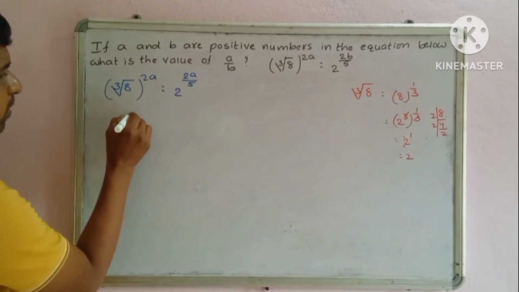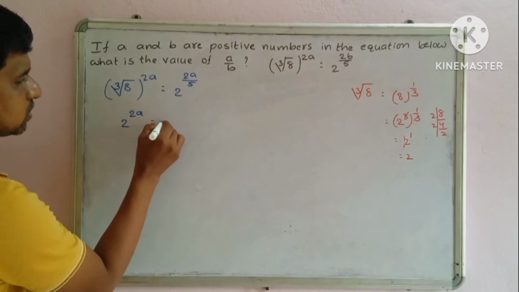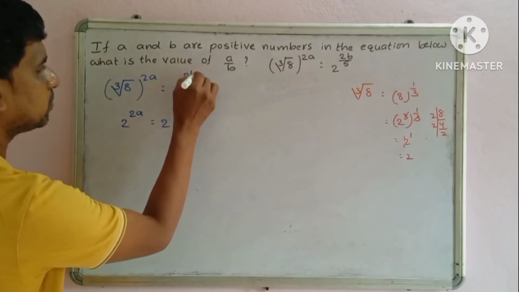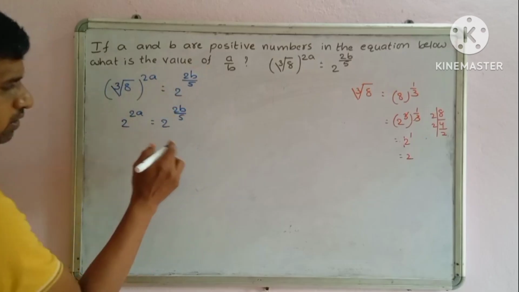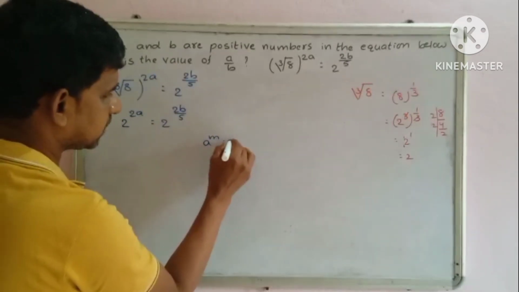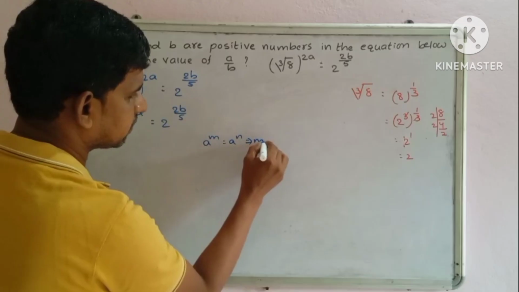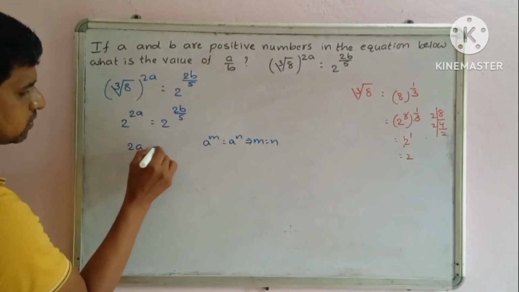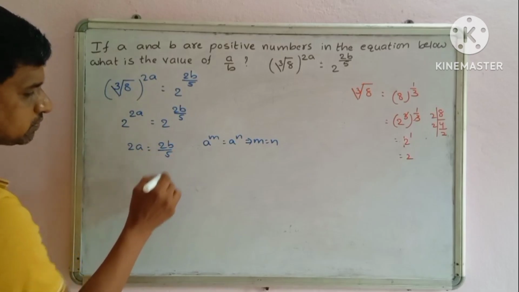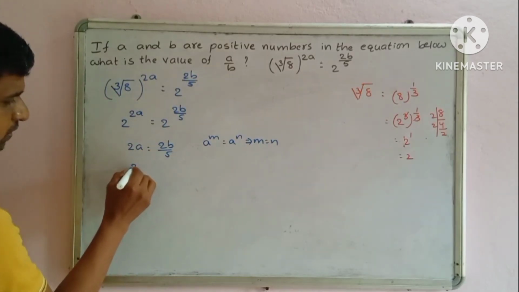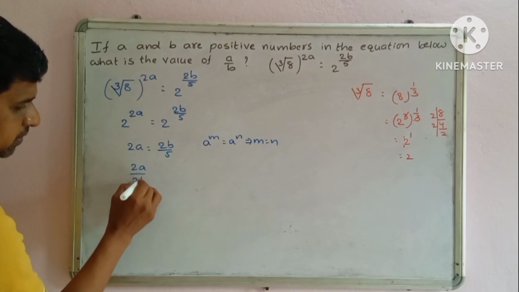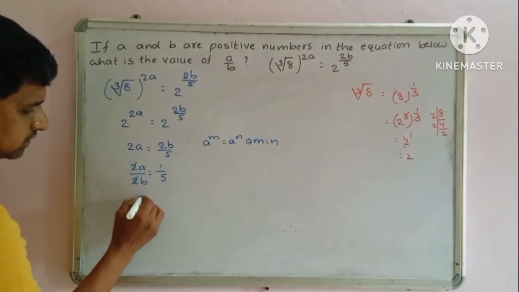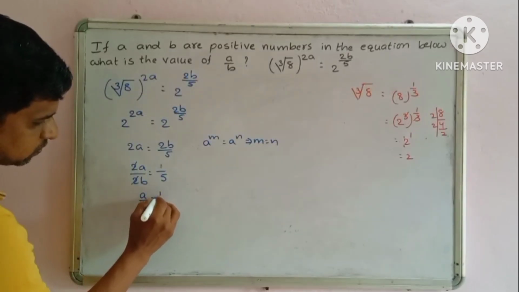2. 2 power 2a equals 2 power 2b by 5. Now see, a power m equals a power n, then m equals n. So 2a equals 2b by 5. Okay. So 2a, 2b transpose and divided by 2. 2b, here nothing is there, means 1. 1 by 5. 2 get cancelled. A by b equals 1 by 5.